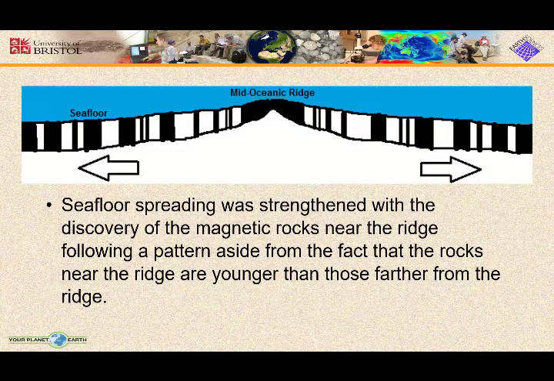Now, the seafloor spreading was strengthened with the discovery of the magnetic rocks near the ridge, following a pattern, aside from the fact that the rocks near the ridge are younger than those farther from the ridge. Magnetic reversal happened many times in the past. The occurrence of the magnetic reversal can be explained through the magnetic patterns in the magnetic rocks. These magnetic patterns allow our scientists to understand the ages and rate of movement of the materials from the mid-oceanic ridge.